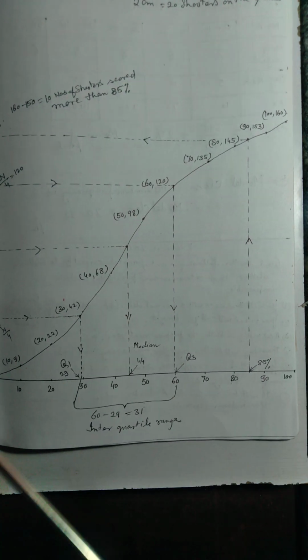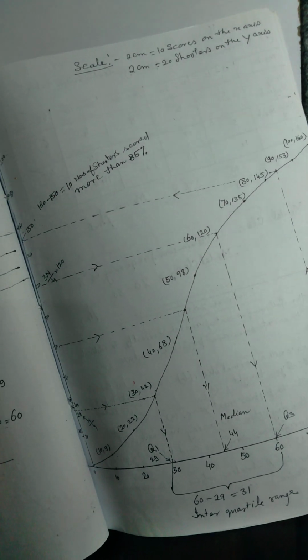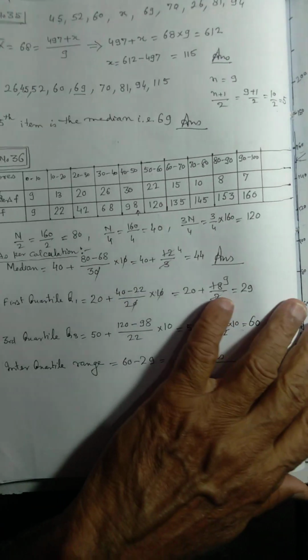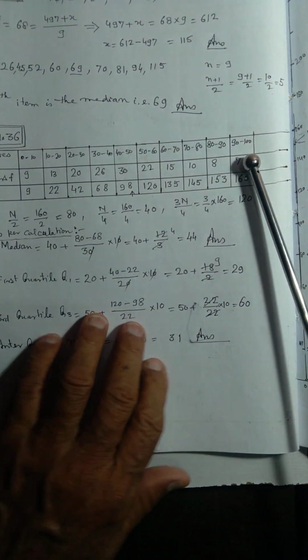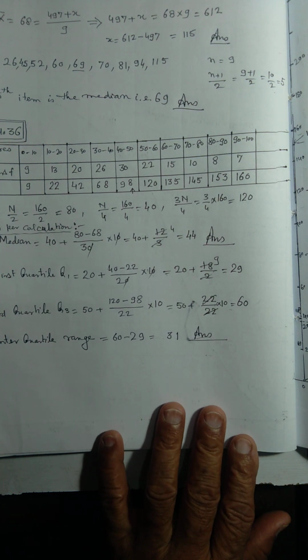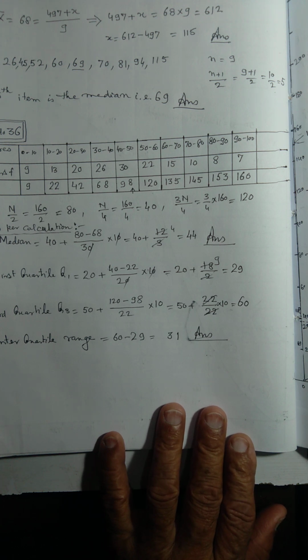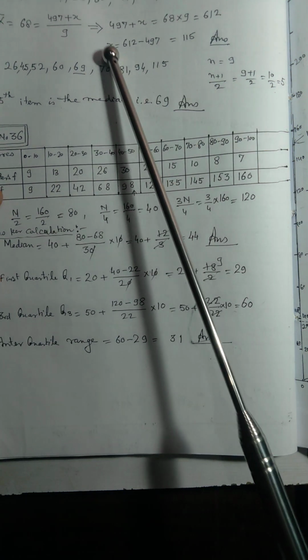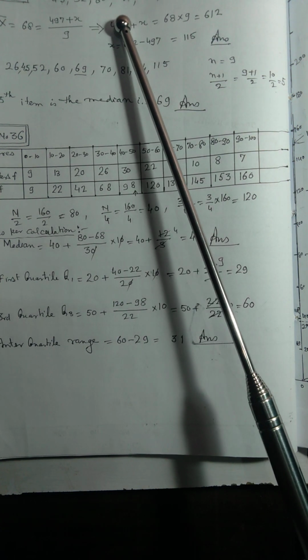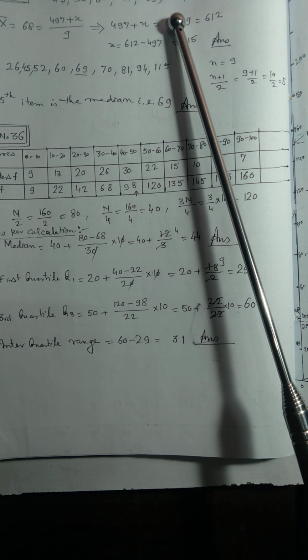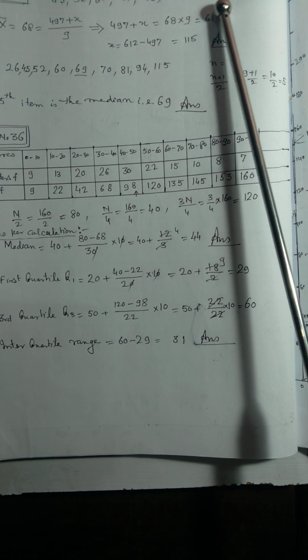Now come to question number 35. The mean of the following numbers is 68. Find the value of x. The numbers are 45, 52, 60, x, 69, 70, 26, 81 and 94. Hence estimate the median also. You see, 45, 52, 60, x, 69, 70, 26, 81, 94.